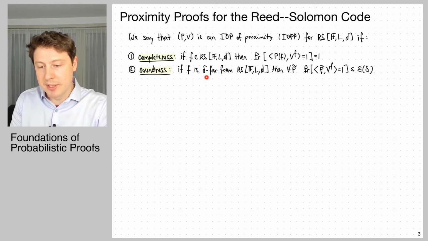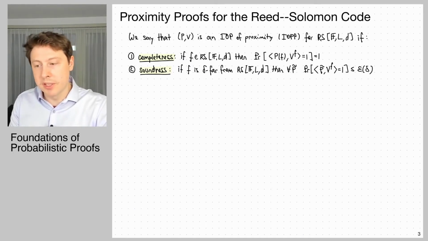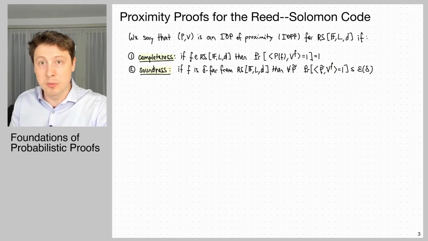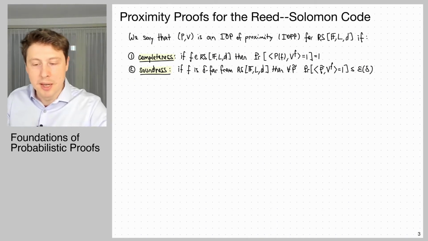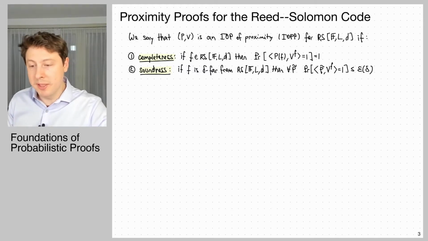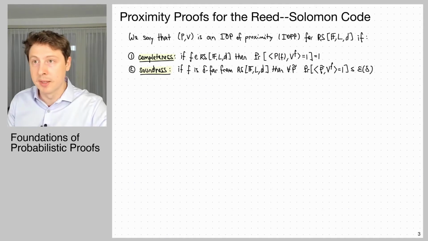Soundness means that if f is delta-far, then regardless of what the prover does, the verifier interacting with the malicious prover and having oracle access to the function will accept with at most probability some error that depends on the distance, okay? This is entirely analogous to the normal proximity testing, except that we have the new actor, the prover, okay?